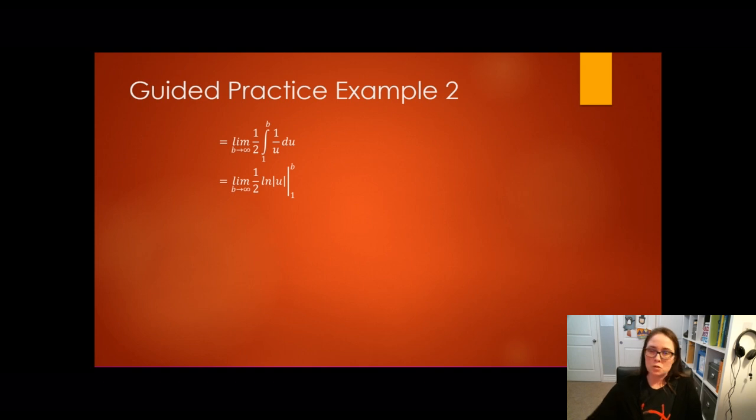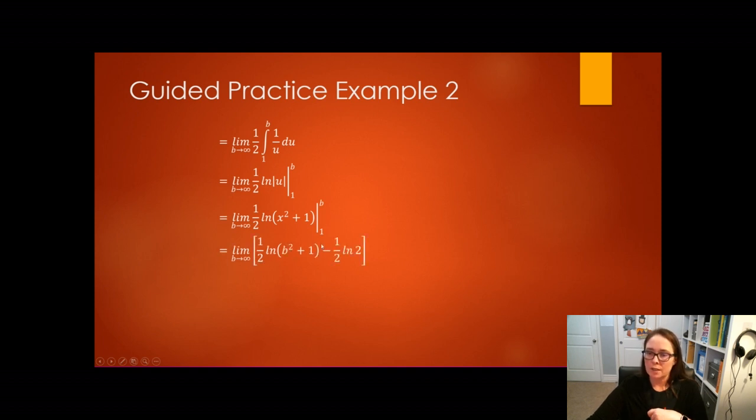And then I want to reverse the u substitution. So I plug that x squared plus 1 back in. You'll notice I dropped the absolute value at this point because x squared plus 1 is always positive. So I don't have to have the absolute value there anymore if I don't want. And now I can evaluate this integral at the limits of integration. So plug in b and plug in 1 and subtract. So I'm going to end up with 1/2 natural log of b squared plus 1 minus, and then 1/2 natural log of 2 if I plug in the 1 to this term.